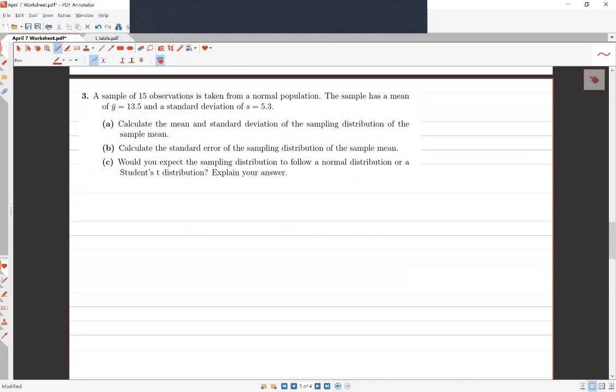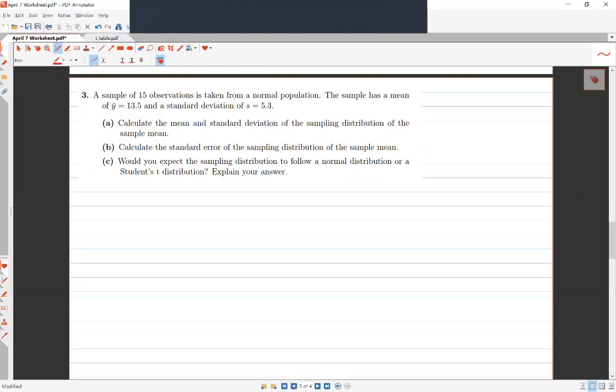Okay, so let's look at number 3, which is a sample of 15 observations taken from a normal population. So here's our sample size, and we start with a normal population. Now we're being given information about the sample. We're told the sample has a mean, y bar equal to 13.5, and the sample has a standard deviation, S, equal to 5.3. The first thing being asked of us is to calculate the mean and the standard deviation of the sampling distribution of the sample mean.